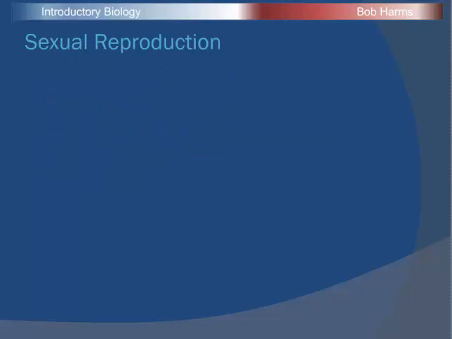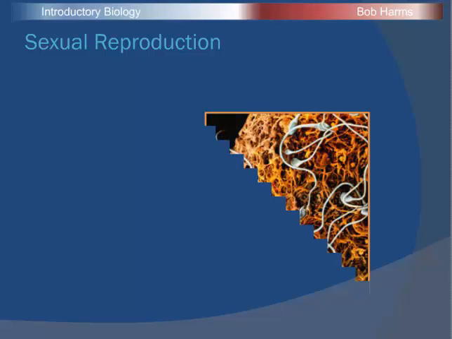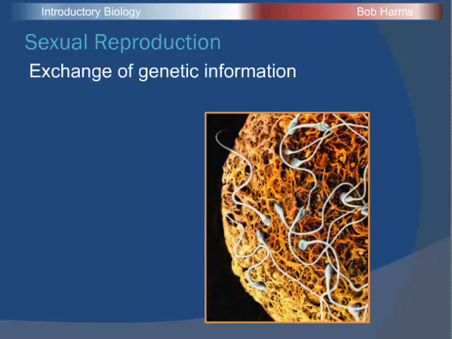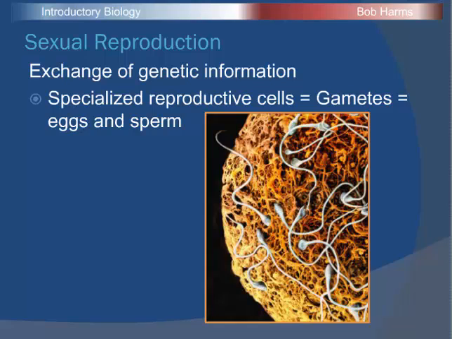And if we compare sexual reproduction to asexual reproduction, the big difference is in sexual reproduction, we're going to have the exchange of genetic information. We're going to be mixing up DNA from two different individuals. And so to do that, it takes specialized cells that are different than all the other cells genetically in your body. Those specialized cells are the gametes. They are those eggs and sperm cells.